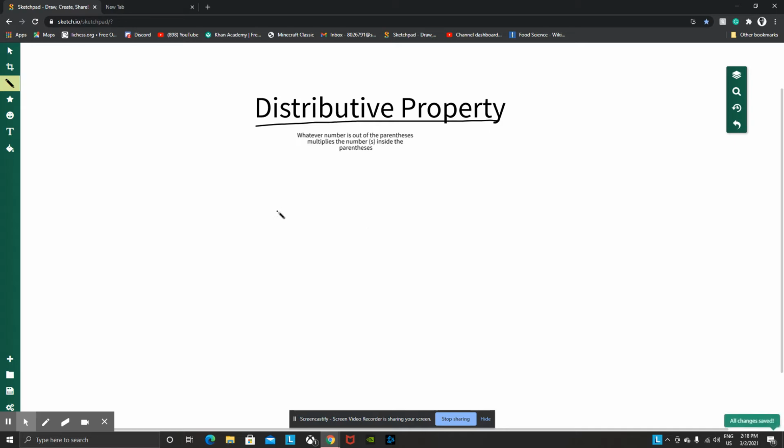Alright, so let's use 2 parenthesis x plus 2. So now we have to use our definition: whatever number is outside the parentheses multiplies the numbers inside the parentheses. So, distributive property, we're going to use this rule to apply it to solve our equation right here.